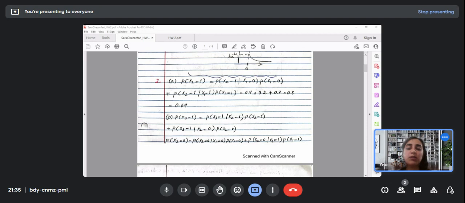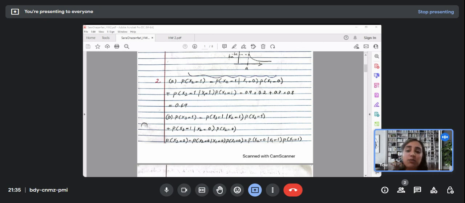So we write the probability of x2 equals 1 given x1 equals 0, and then we should write it for x1 equal to 1 as well, so we can cover all the options for x1. And we have all these probabilities in the question, so we can multiply them, and that's totally fine.